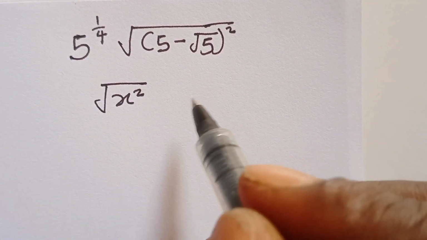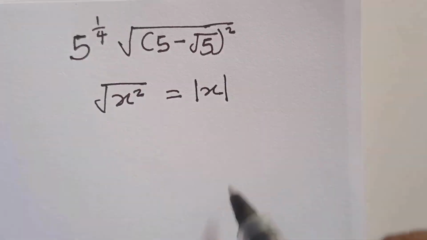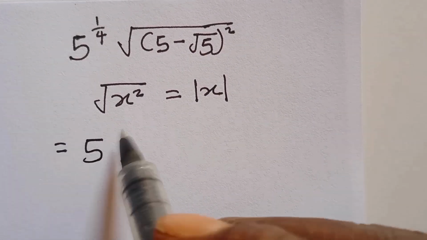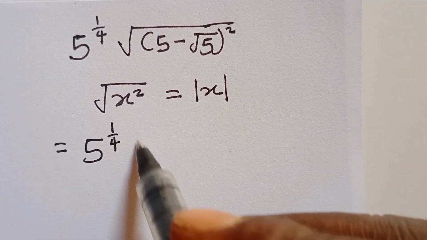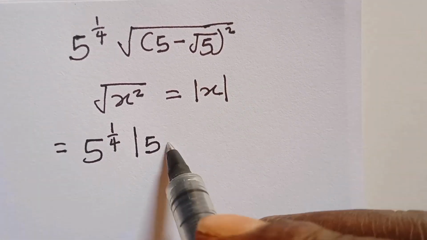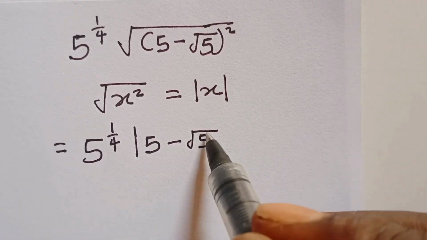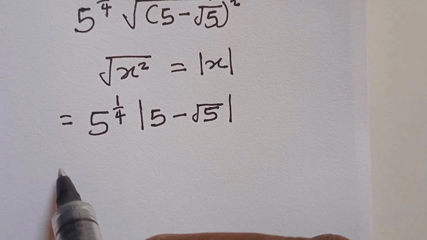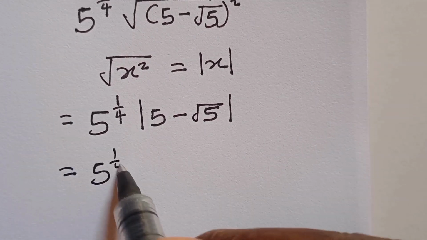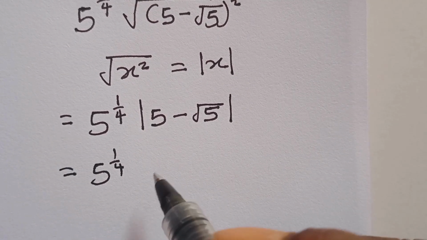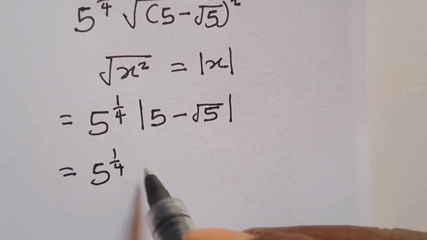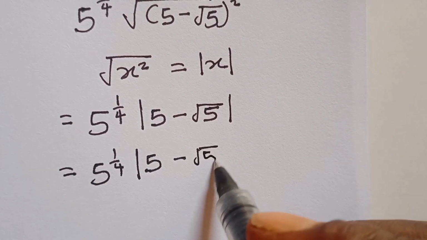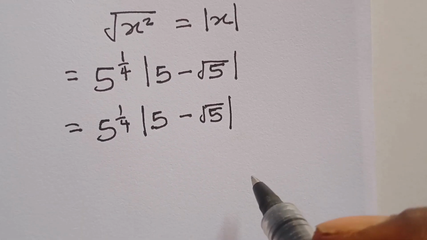Now, don't forget, if you have square root of x squared, it simply means absolute value of x. Therefore, 5 raised to power 1 over 4, absolute value of 5 minus square root of 5. And don't forget, absolute value simply means whatever you have within, either negative or positive, it will always be positive. So I have 5 raised to power 1 over 4, absolute value of 5 minus square root of 5.